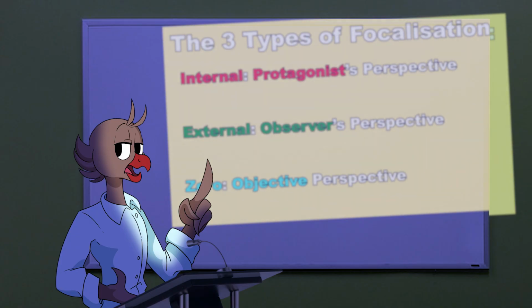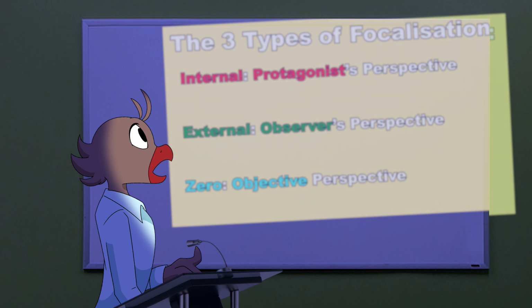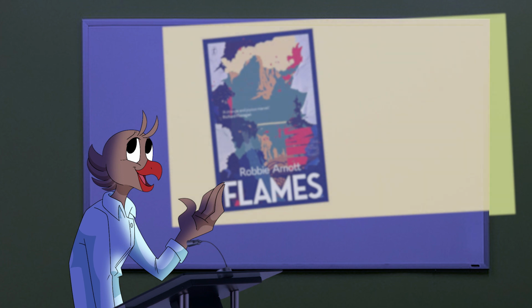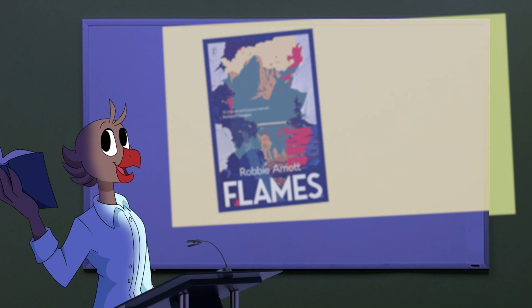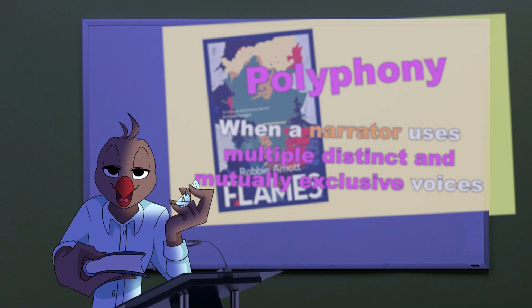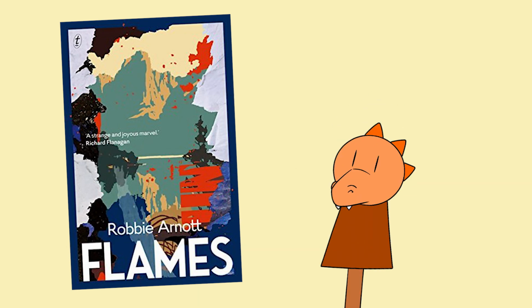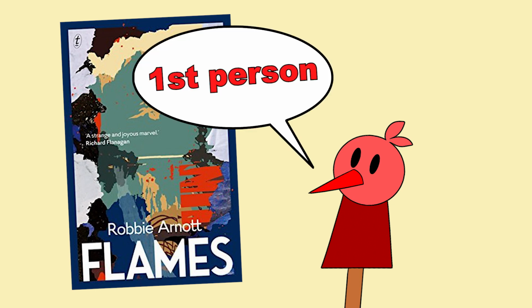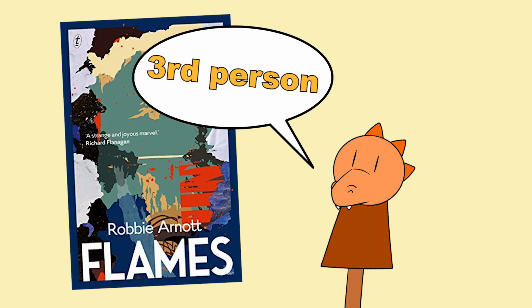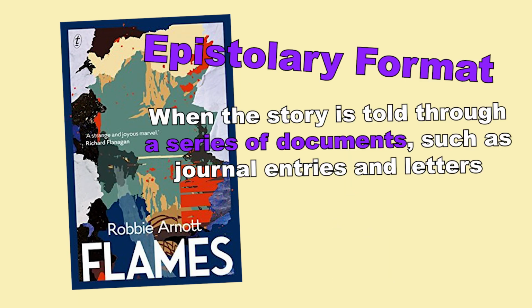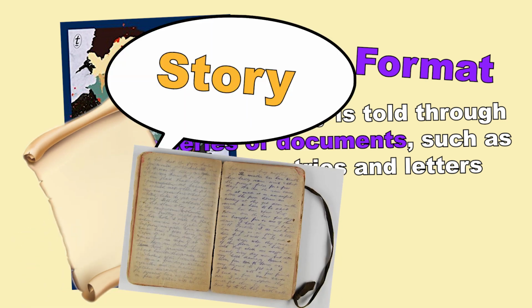But what's important to consider is that narrators don't have to stick to only one type for the entire duration of the novel. Take Flames by Robbie Arnott, which is perhaps one of the best examples of polyphony in contemporary literature. Each chapter, the narrator's perspective, identity, and voice changes. In one chapter, the narrator might be an internally focalized character narrating in first person. In another, it might be a third-person external narrator speaking in present tense. And there's a couple chapters in this novel that use epistolary format, a style of writing that emulates a series of documents, such as journal entries and letters.